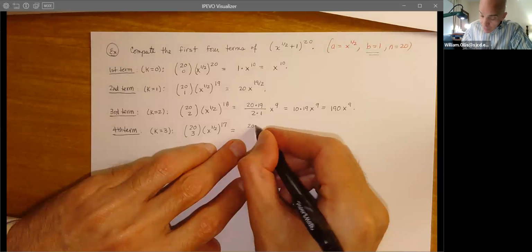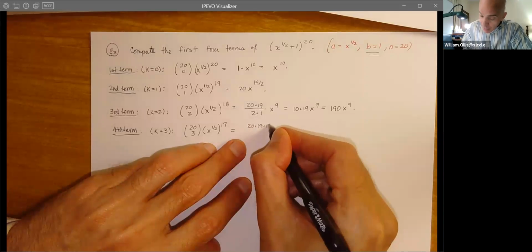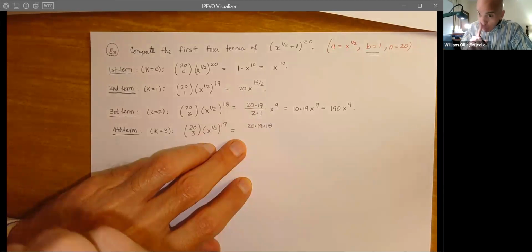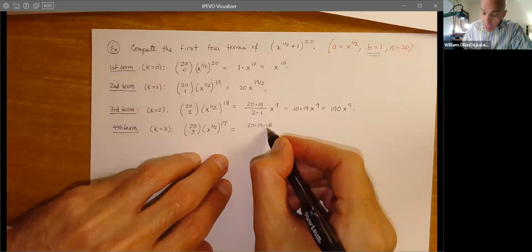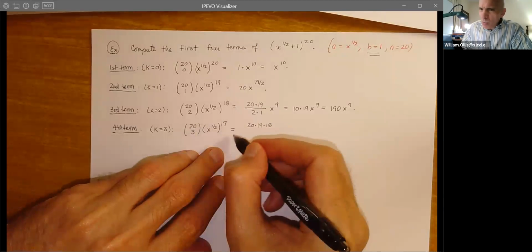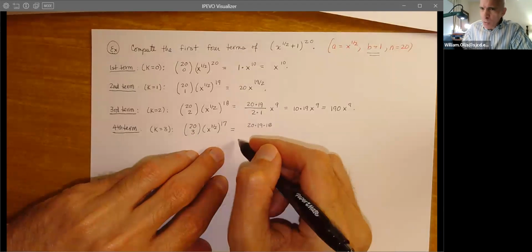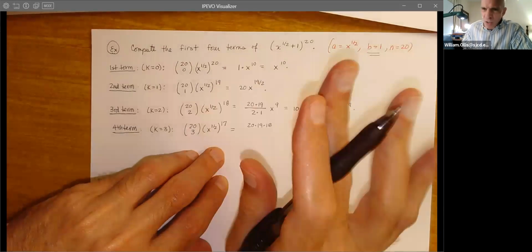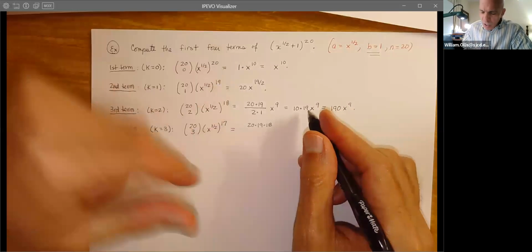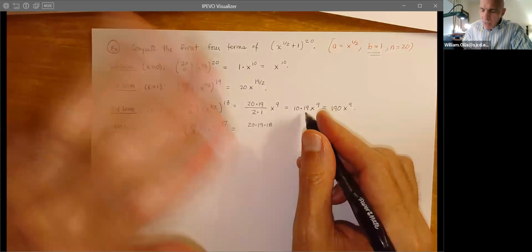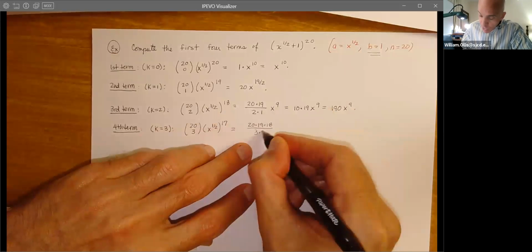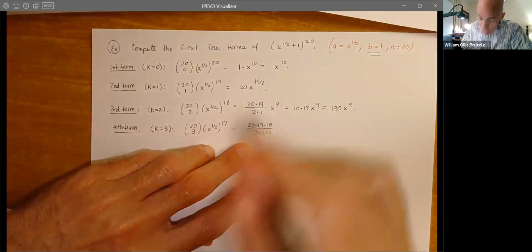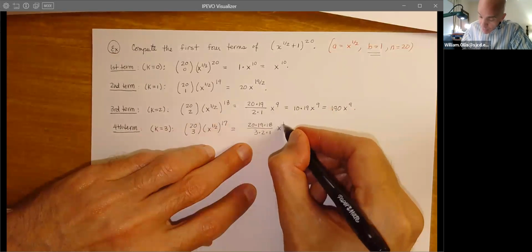So 20 times 19 times 18. Remember the falling factorial, 3 factors, 20 times 19 times 18. You don't want to do 20 rows of Pascal's triangle. Not good. That takes too long. When it gets too big, you just do this, okay? Don't do that. That would be a waste of time. So 3 times 2 times 1. So x to the what? 17 over 2.